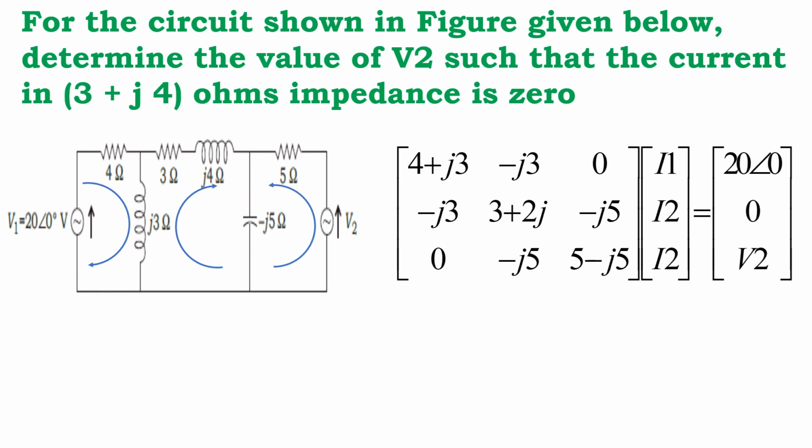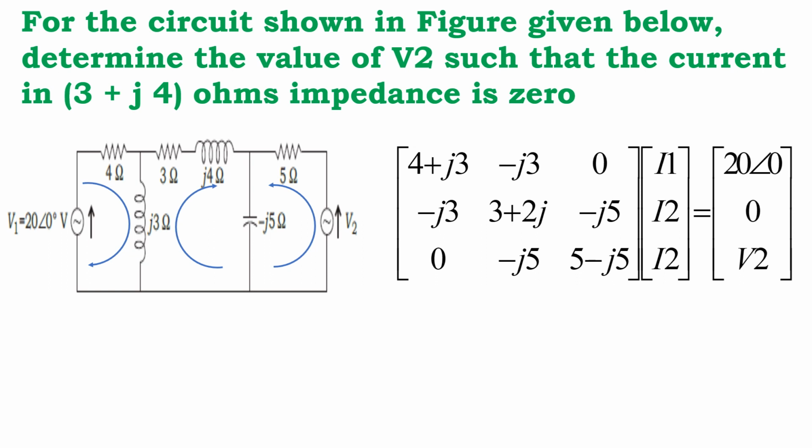First we'll see the question. For the circuit shown in the figure, determine the value of V2 such that the current in the 3 plus J4 ohms impedance is 0. That is, the center branch current is 0, that is, I2 is 0. It is mentioned indirectly that the current in 3 plus J4 is 0. So I2 is 0. Based on this, we have to construct the matrix.